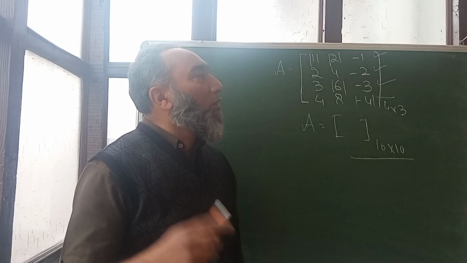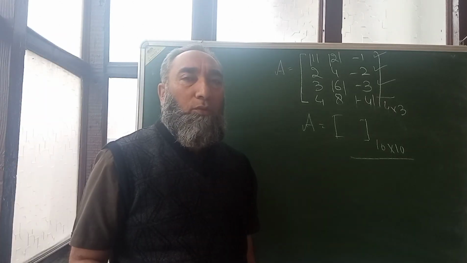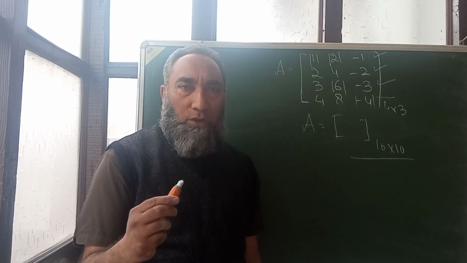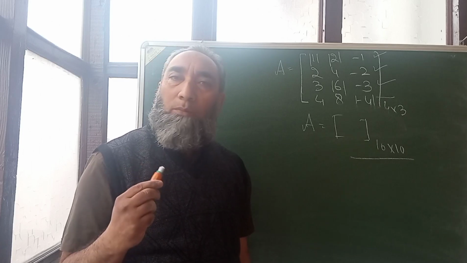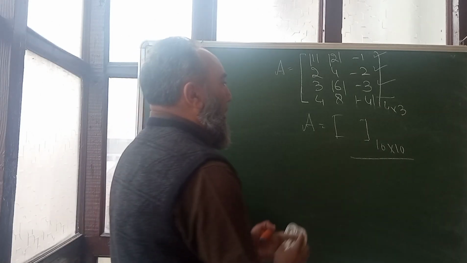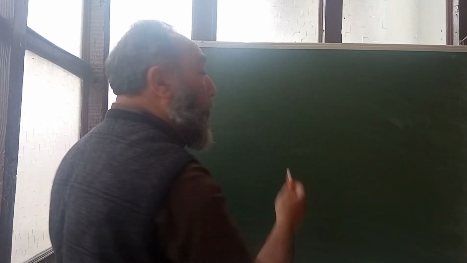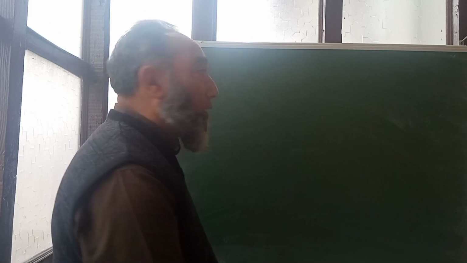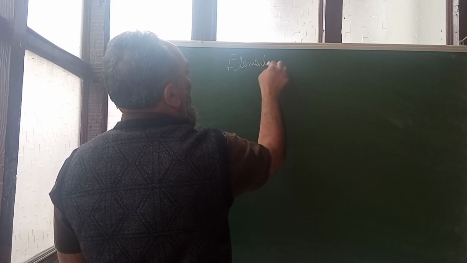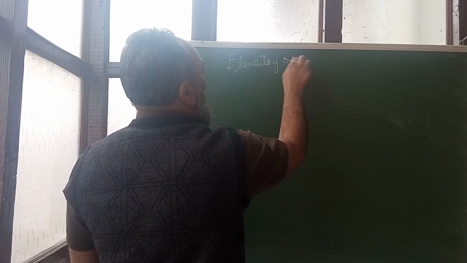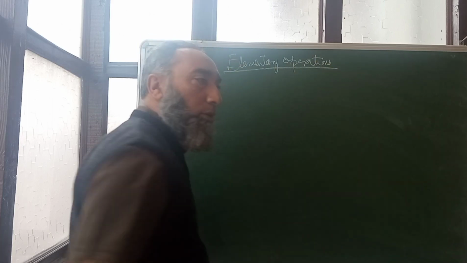This is very difficult. So in order to find the rank of such matrices, 10 by 10, 100 by 100, what we do, we use elementary operations. So we can find the rank of a matrix by using elementary operations. And you know what elementary operations are? Now let me tell you what elementary operations are. You already know, and I have given you notes also. I will just let you know what these are because you already know that.